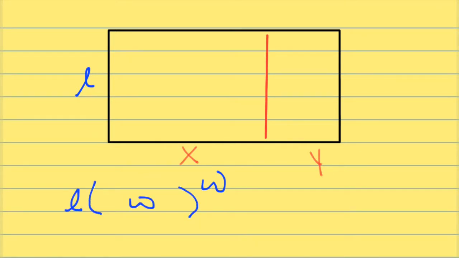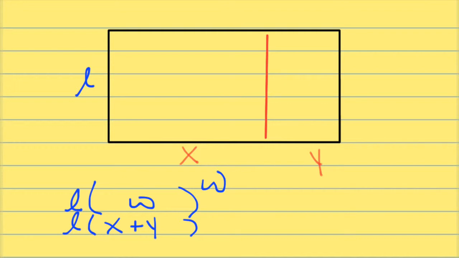Now, if I had a rectangle, I know that the area of a rectangle is length times width. But what if my rectangle was split up into two pieces? Suppose those two pieces were made up of x and y. Well, the area of my rectangle is the length times the whole width. And the whole width is equal to x plus y.